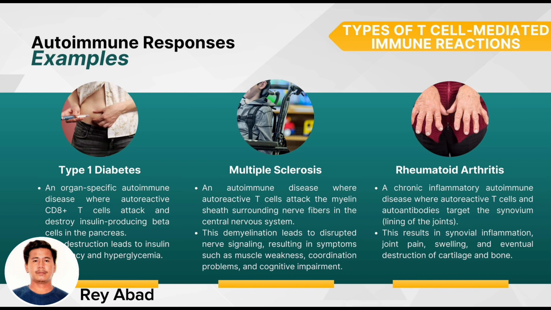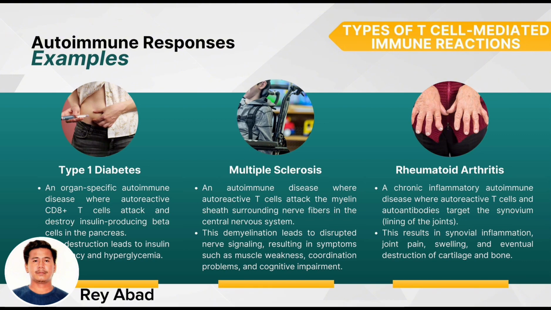We also have multiple sclerosis, an autoimmune disease where autoreactive T cells attack the myelin sheath surrounding nerve fibers in the central nervous system. This demyelination leads to disrupted nerve signaling, resulting in symptoms such as muscle weakness, coordination problems, and cognitive impairment.